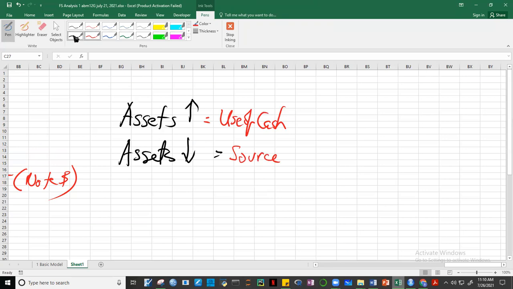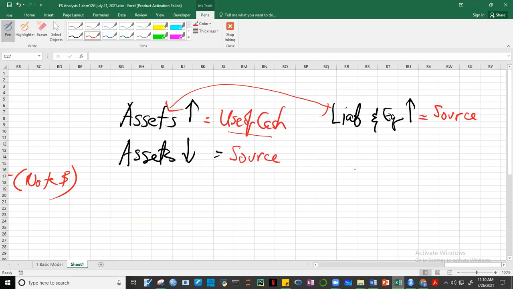Okay? So ganun din dito guys, liabilities and equity. Sa liabilities and equity, opposite lang siya. Pag tumaas yung liabilities and equity, ano siya? It's a source of cash. Opposite yan, no? Assets at liabilities, opposite. Okay, therefore, when liabilities and equity go down, that is a use of cash.